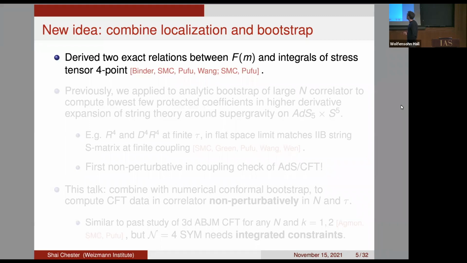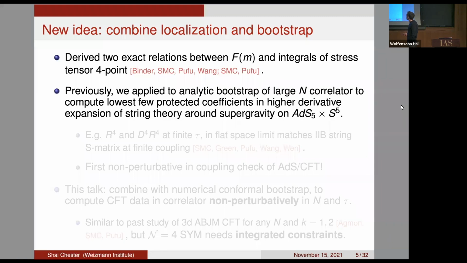In particular, over the last few years, I, along with these collaborators, have derived two exact relations between the mass-deformed free energy and certain integrals of the stress tensor 4-point function. The intuition behind why we can derive these things is that mass couples to the stress tensor multiplet operators, and thus taking derivatives with respect to mass gives you integrated correlators of stress tensor operators.